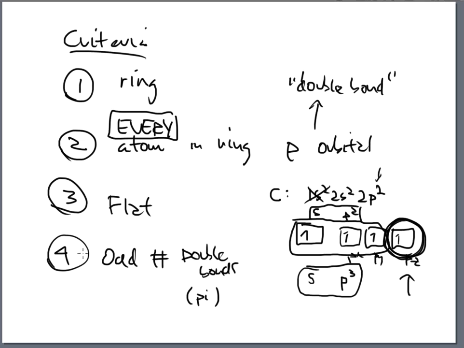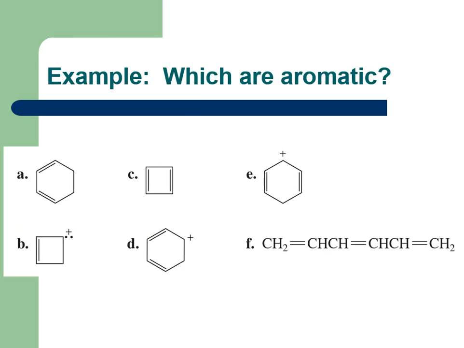So here are our first 4 criteria for an aromatic. It has to be a ring. There has to be a pi orbital or a p orbital in every atom, a double bond kind of. They have to be flat, and they have to have an odd number of double bonds. All right, so here's an example problem, and it says, which of these are aromatic? Okay, we're going to quickly answer these.